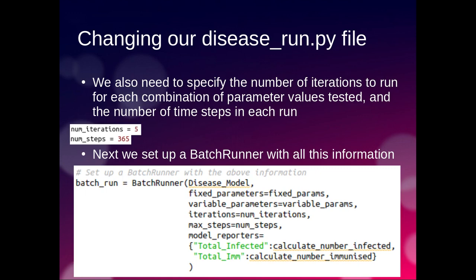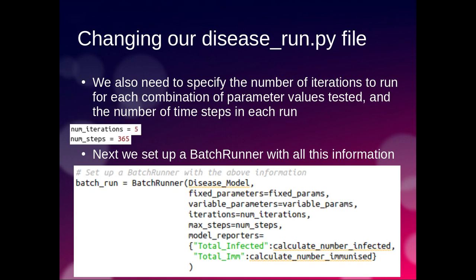So we also need to specify the number of iterations to run for each combination. So if I've got a combination where I've got 5 agents in the model and a level of movement at 20%, how many times do I want to repeat that combination? So I've decided here to do 5 iterations for each combination. And I also need to say how long to run each model for. So I've decided on 365 time steps. Our time steps represent days in our model, so it represents a year. So basically run each combination of parameter values 5 times, and in each run of the simulation, run it for a simulated 1 year.